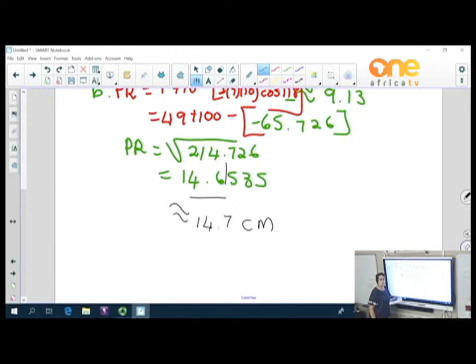So this is the cosine rule. Very important work. It is in every paper. They're going to ask you this question.